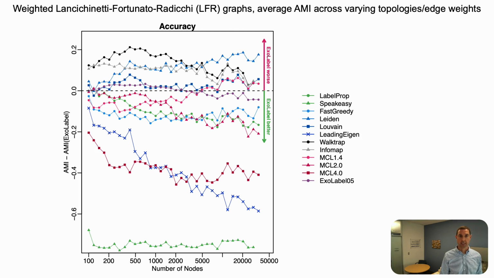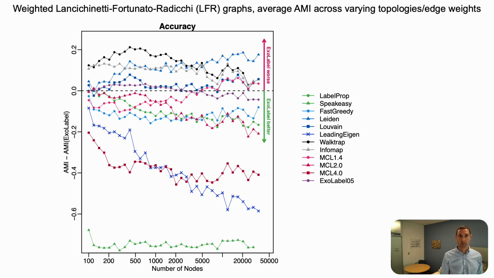The first is synthetic networks that are created through LFR graphs, where we know the exact answer. The next is simulated networks that mirror real sequence data. And the third is real networks, where we have to use proxies for the correct answer.